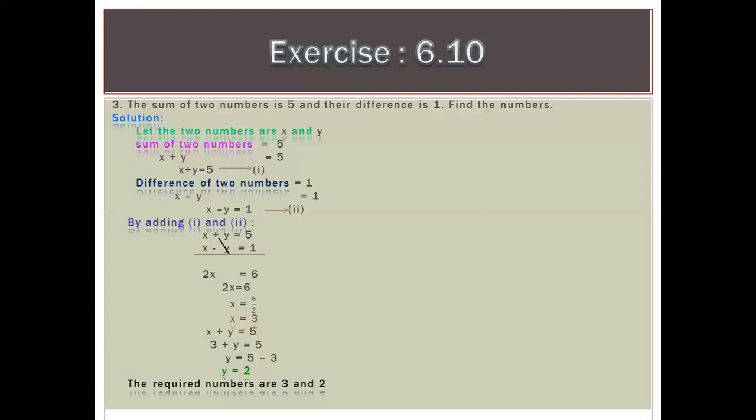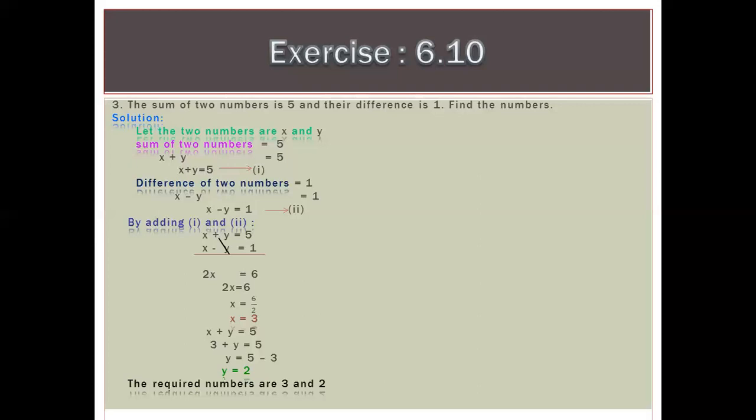We directly add equation 1 and 2. When you add these two equations, y and y will be cancelled. X plus x will be 2x. 5 plus 1, 6. 2x is equal to 6.